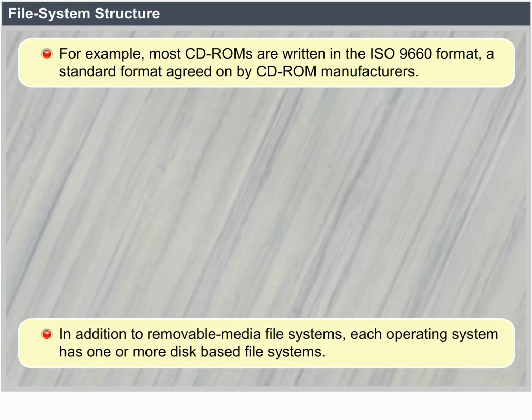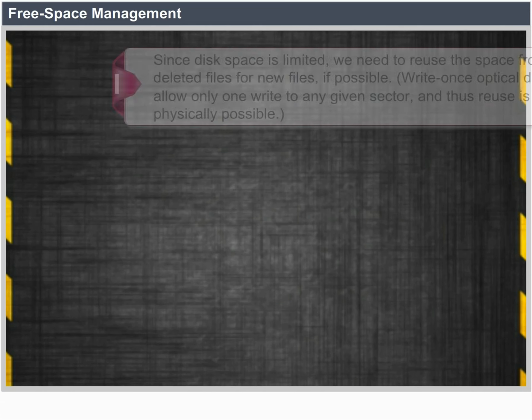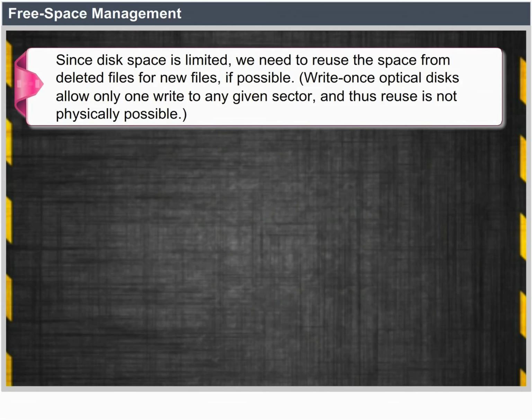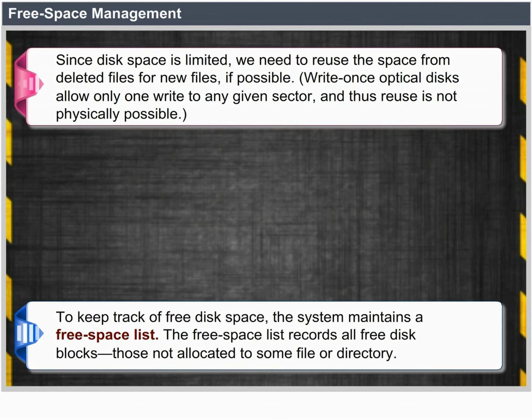Free space management. Since disk space is limited, we need to reuse the space from deleted files for new files, if possible. Write-once optical disks allow only one write to any given sector, and thus reuse is not physically possible. To keep track of free disk space, the system maintains a free space list. The free space list records all free disk blocks, those not allocated to some file or directory.